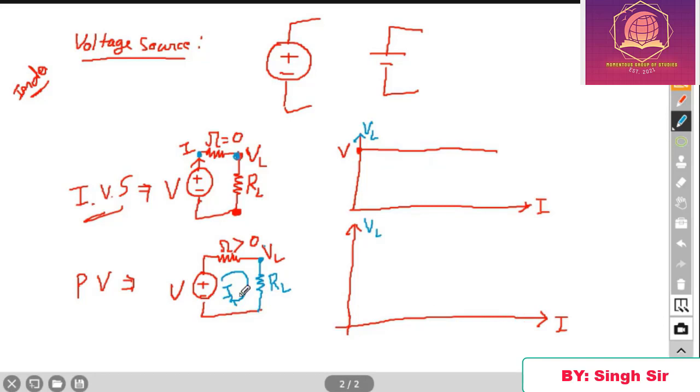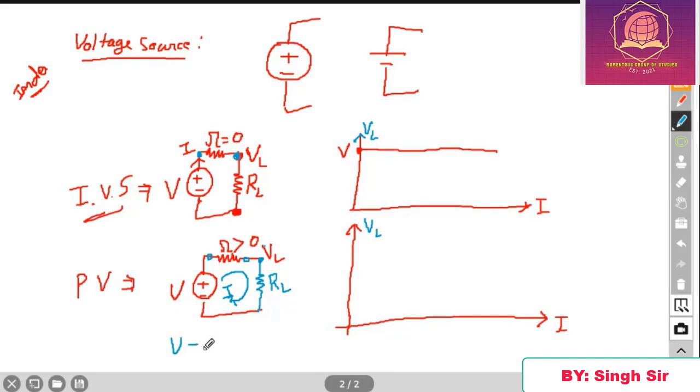This I will be there. Okay, and because of this I and this resistance, there will be some voltage drop across this. If I write the equation, don't worry if you're not able to understand it, because we are going to discuss how to develop this equation in very detail. So if you're not able to understand, that's okay. Here I'm just writing the equation.